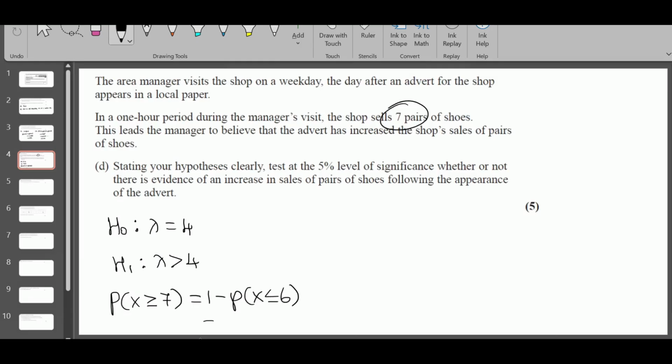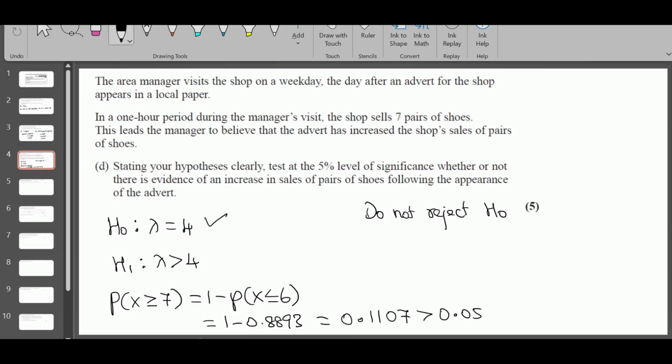It's going to be 0.8893. 1 minus 0.8893, it's 0.1107, which is bigger than the significance level. If it's bigger, do not reject H0. So we do not reject it. So there is no sufficient evidence to support the manager's belief.